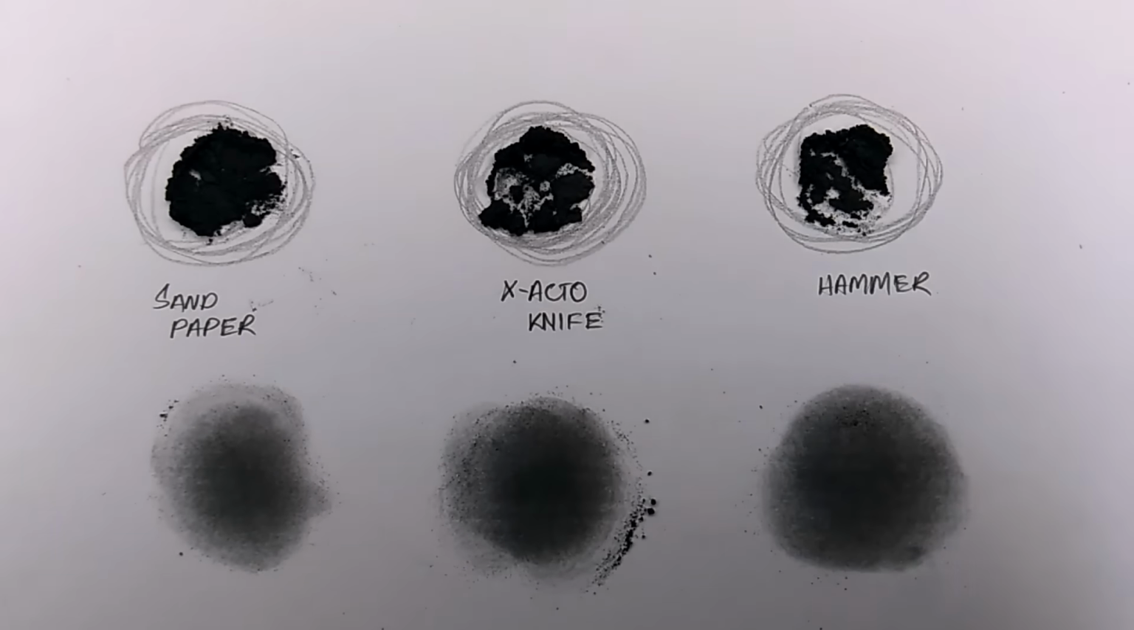Okay, so I don't see any major difference in the shades other than the darkness, which totally depends on the hand pressure, amount of powder and things like that. So I think the overall shading tone is the same for all the methods. And you can use any of these methods to make a super smooth and high quality graphite powder at home.